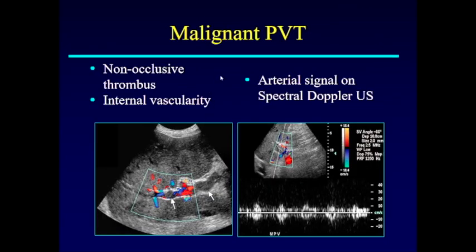Malignant portal vein thrombosis, as I just learned, I guess we call it now thrombus in vein, so we have to change this. It occurs when you have non-occlusive thrombus with some internal vascularity, and you might think, is this residual vein that hasn't just been caught by the thrombus? But very important, you put your spectral waveform in and you can see the characteristic arterial spectrum to this flow. So this is tumor thrombus.